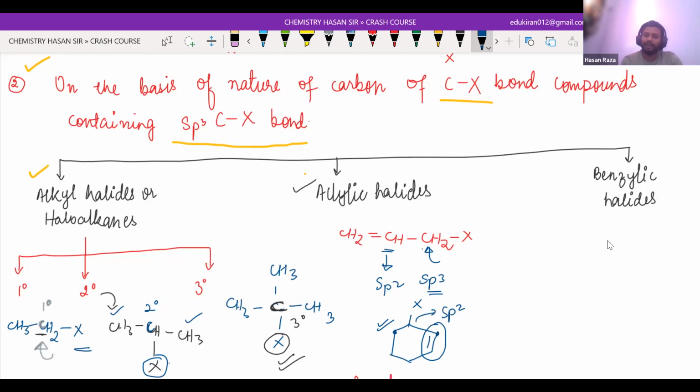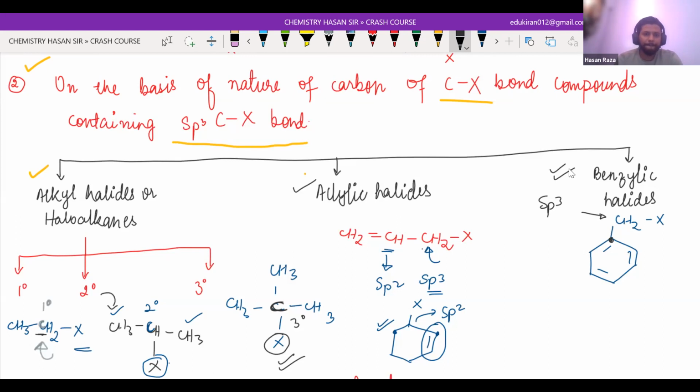Now what is benzylic halide? Benzylic halide is also the same. The only difference is this is your benzene already, which is doubly bonded carbon, and here it will be CH2X. Now you can see the carbon to which X is connected is sp3, and adjacent to this carbon will be sp2 hybridized or doubly bonded. So this is your benzylic halide. That is especially for benzene.